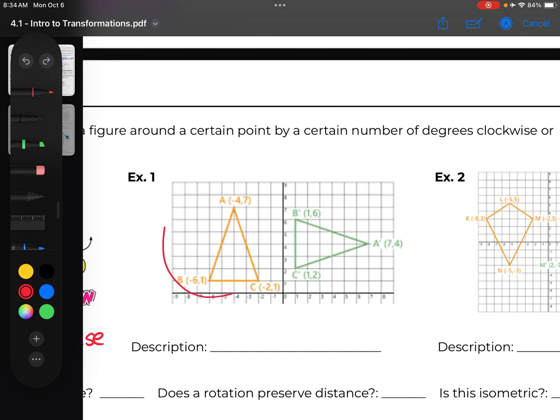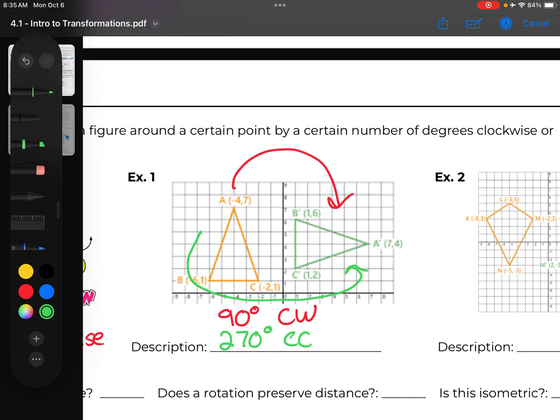So you can see my original figure here, okay? It is rotated, or it is turned, okay? And that would be a clockwise rotation. So I would say 90 degrees clockwise. And remember, that could also be all the way around there. It could be 270 degrees counterclockwise. A full rotation all the way back to the original figure would be a 360-degree rotation, okay?